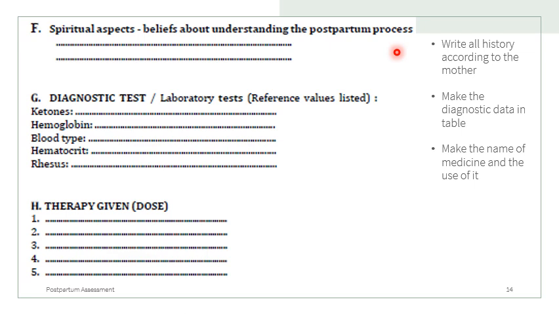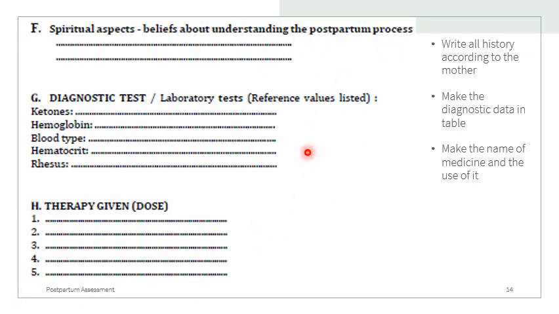So we write it inside a table, so we will be able to understand how the fluctuations of the hemoglobin go. Then we write, also in another table, what therapy is given to the patient. For example, the patient received a painkiller, or vitamins, or medicine to increase the milk supply. Then we write there how much is given, when it's given, and what the use of the medicine is. So as a nurse and midwife, we also understand what is going on with the patient.